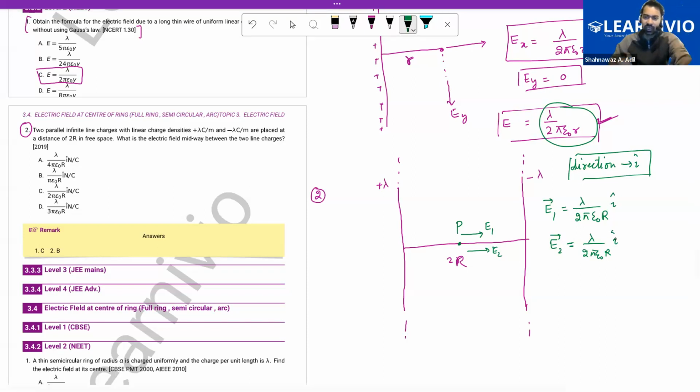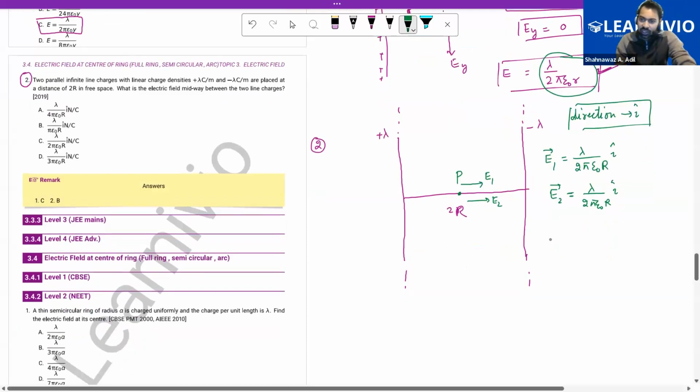Yes, because both are in the same direction. Magnitude is this one, and direction is i hat for both. So magnitude into direction, that is the vector. Now we have to calculate the net electric field.